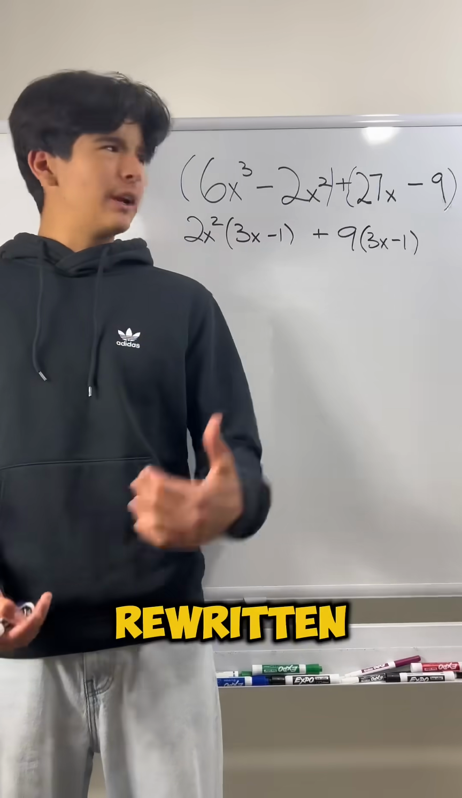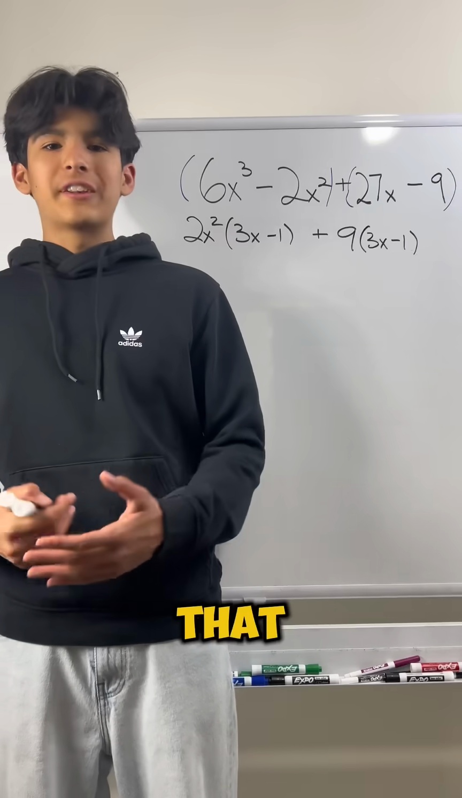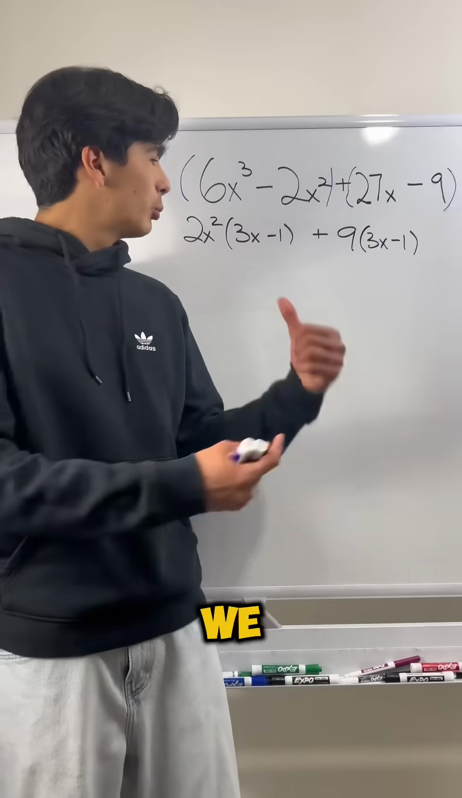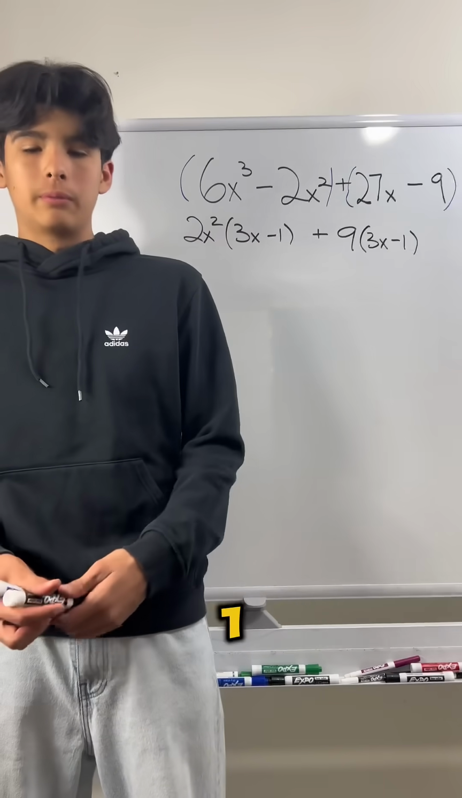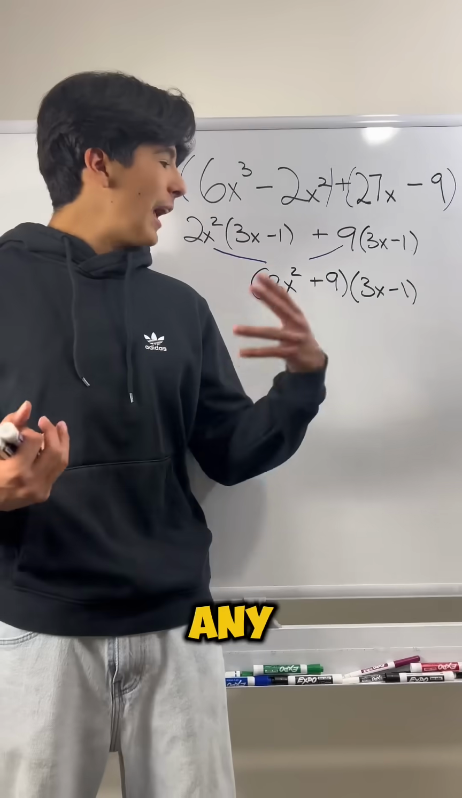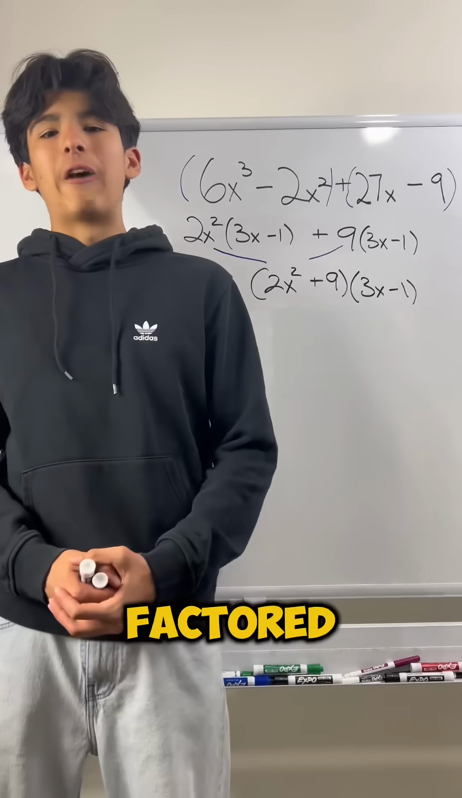Now we've just rewritten this polynomial into something we can actually work with. Now you'll notice that both of these terms have a 3x minus 1 attached to it. So that means we can just combine these and multiply it by a singular 3x minus 1. And after checking to see if there's any more factoring you could do, you'll finally see that this is the final factored form.